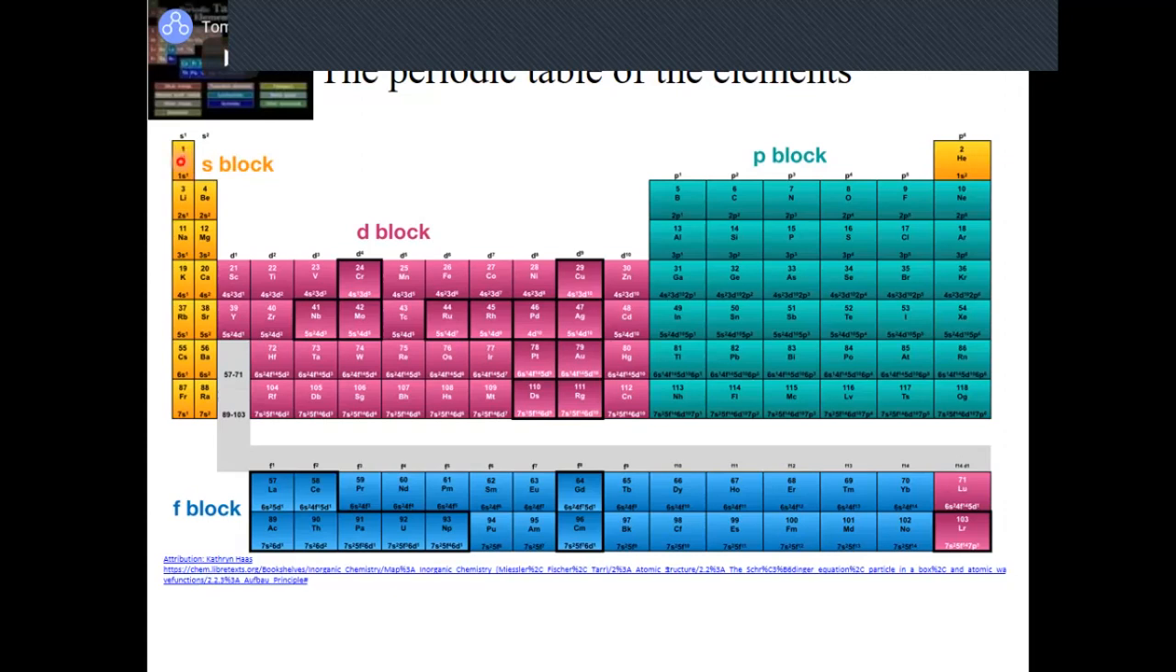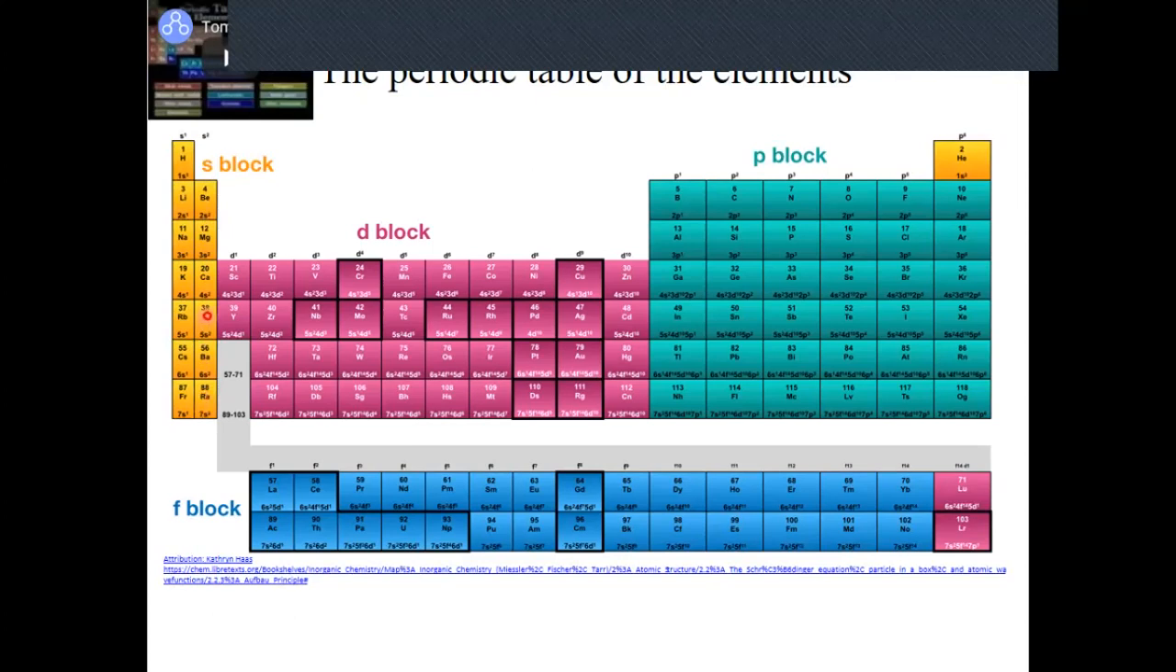So in the first group, we will find only elements that have one s electron as the valence electron. For hydrogen, it's the 1s. For lithium, it's the 2s electron. For sodium, it's the 3s electron, and so forth. For the second group, the elements would have 2 s valence electrons.